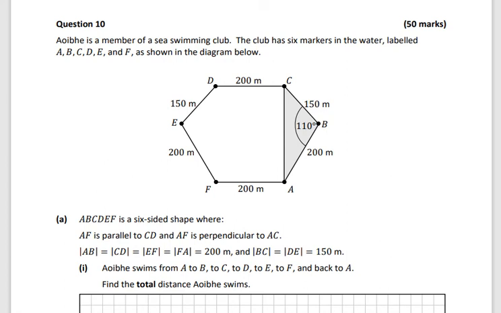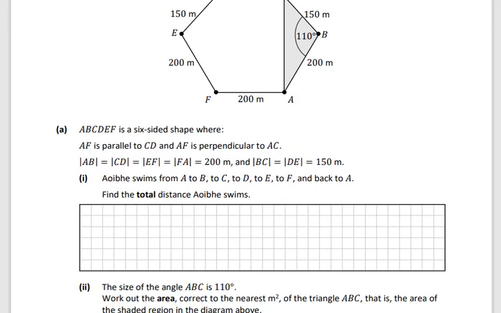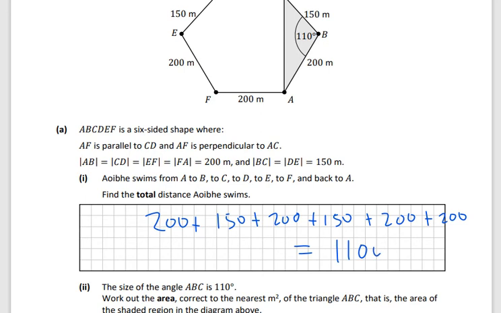So this is question 10. Find the total distance that she swims. So she's just swimming around the shape there. So we're just going to add them all together. It's going to be 200 plus 150 plus 200 plus 150 plus 200 plus 200. And that gives us 1100 meters.